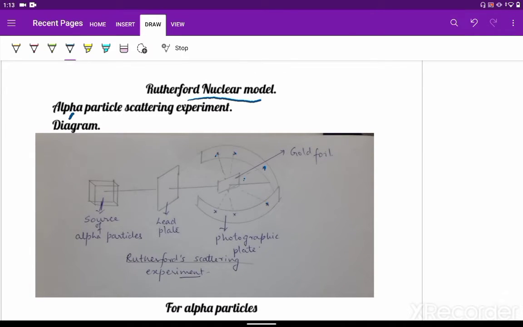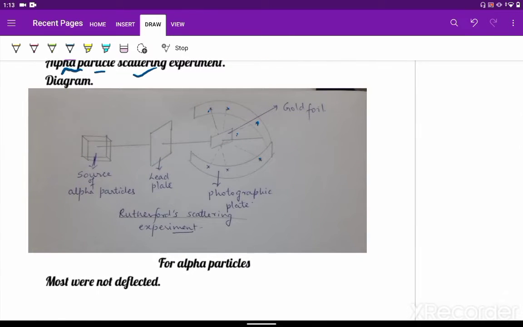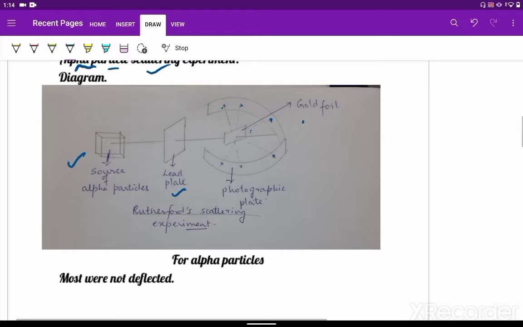Rutherford did the alpha particle scattering experiment. We will discuss it a little. See, there will be a source of alpha particles. It can be a radioactive element. From the source, the alpha particles pass through a lead plate and they will be striking a gold foil. A very thin gold foil was taken and the alpha particles strike the gold foil.